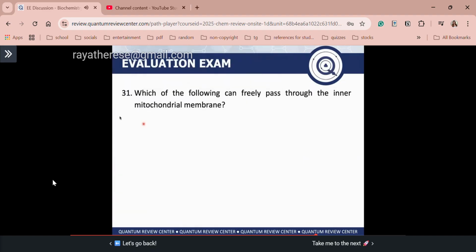Which of the following can freely pass through the inner mitochondrial membrane? Class, diba, from our discussions, we know that only your nonpolar and small molecules can pass through freely in our membranes. So particularly sa mitochondria, of course, same lang yan na may bilayer tayo. Oh sir, what's the reason? Because again, your bilayer is relatively hydrophobic ang core ng structure niya. Let's check the choices. Is it A, carbon dioxide, B, proton, C, acetate, or D, ATP?